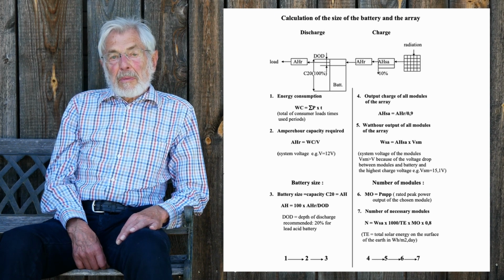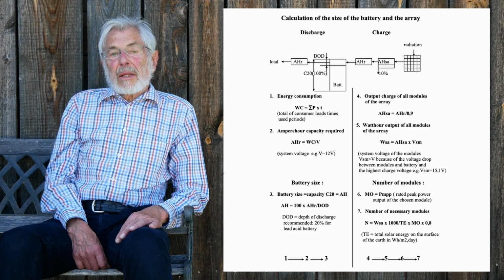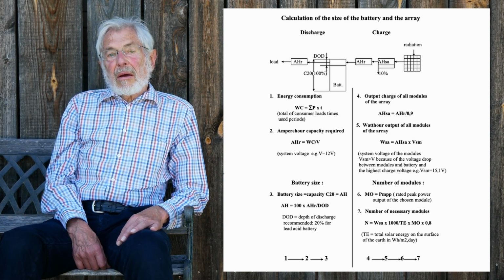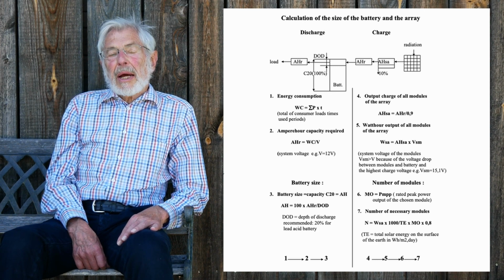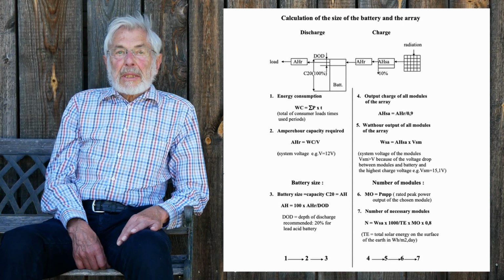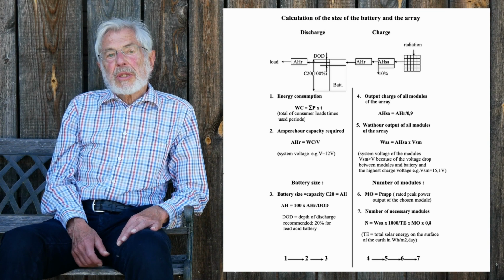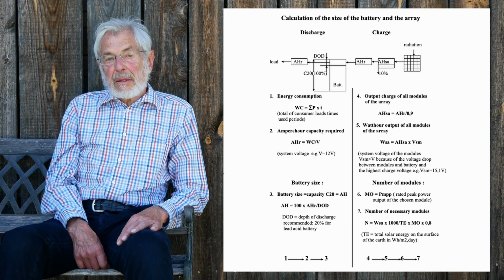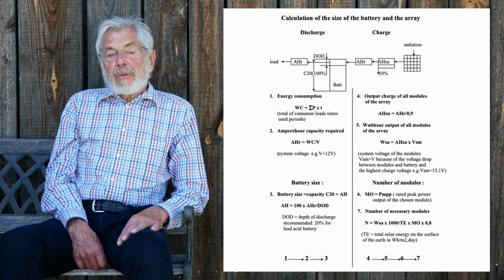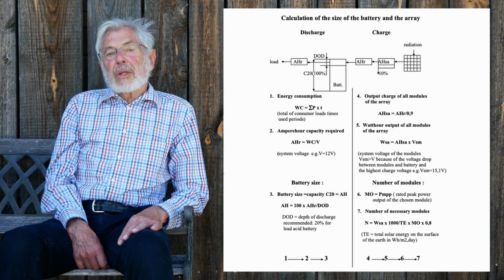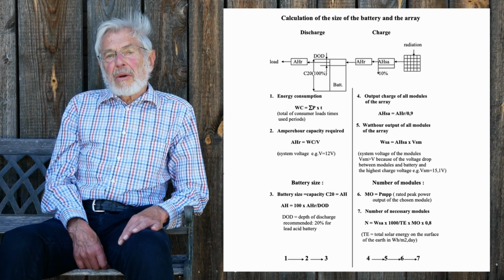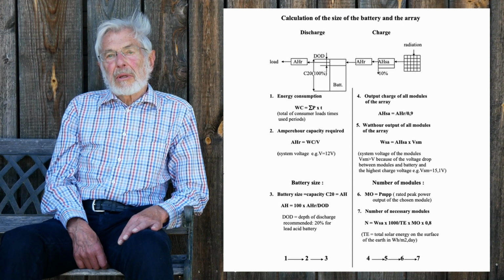The third step, the necessary amp hours, the required amp hours must be within the DOD we have chosen. For instance, DOD 20%. And with this we can calculate the C20, the capacity of 20 hours of the whole battery.